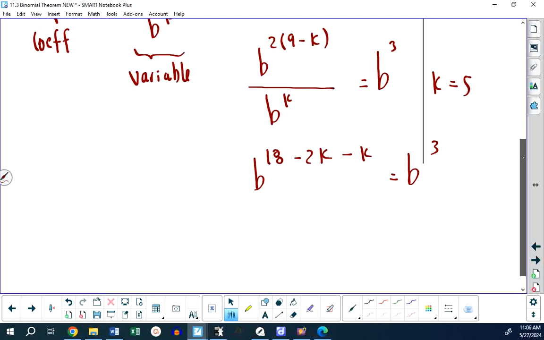If you can handle it. And if you can't, that's fine. That's not a criticism. I'm just saying that we all have different ways of looking at things in math, different abilities, different strategies. So this means 18 minus 3k is equal to 3.